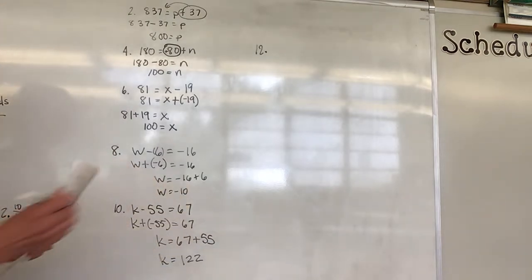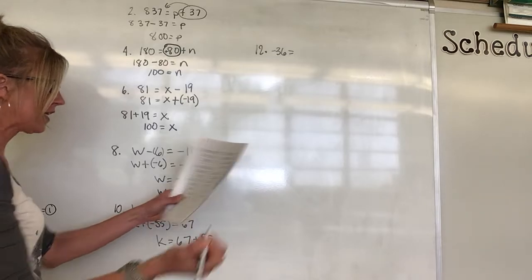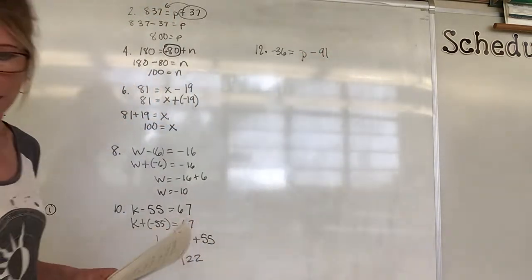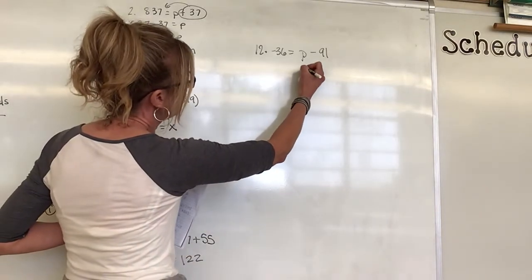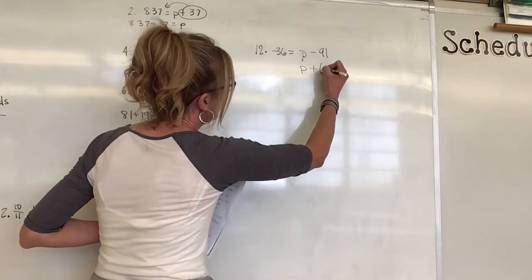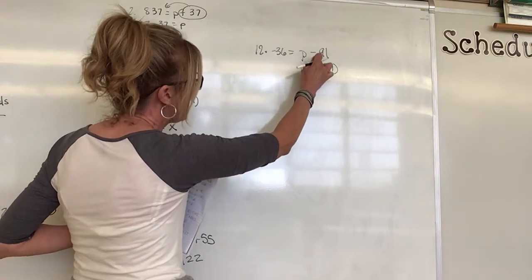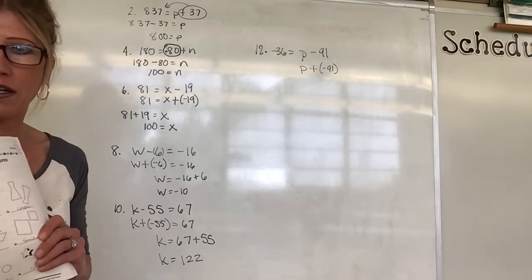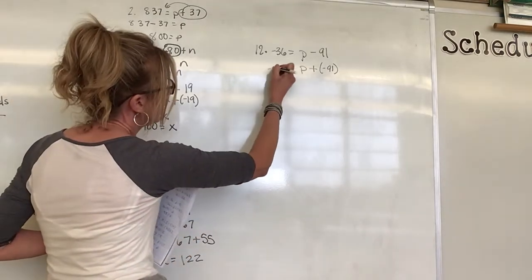Number 12 is this. It's a negative 36 equals, make sure I write it down correctly, P minus 91. Okay, good. Now I'm just going to rewrite this. P, I'm going to turn that into an adding problem, negative 91. That's what it looks like. That is the same as that. I just rewrote it because remember how we just did that on our last packet? We rewrite our subtraction problem. Well, that equals a negative 36.